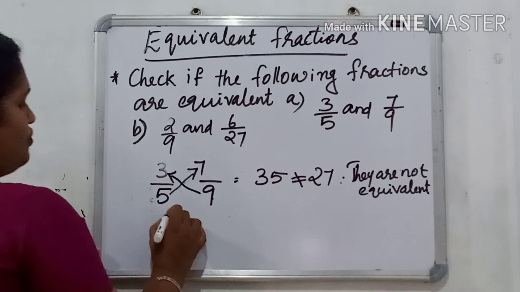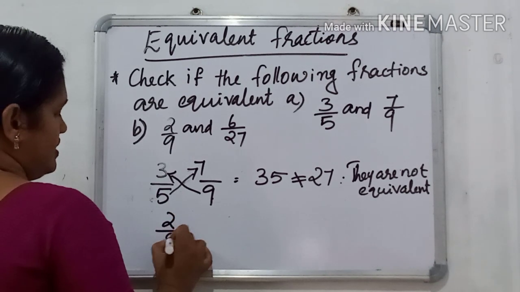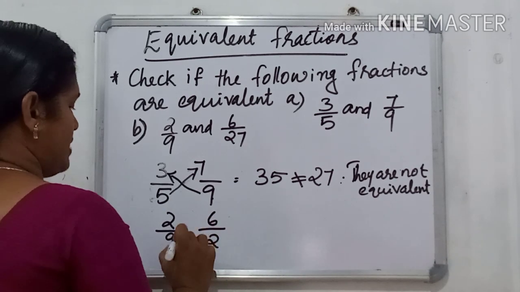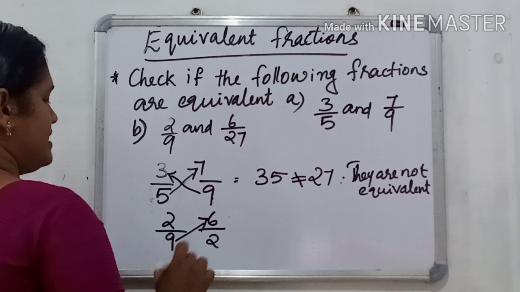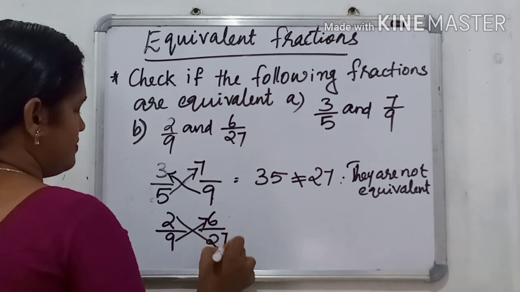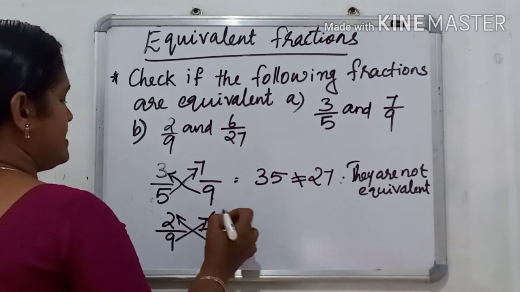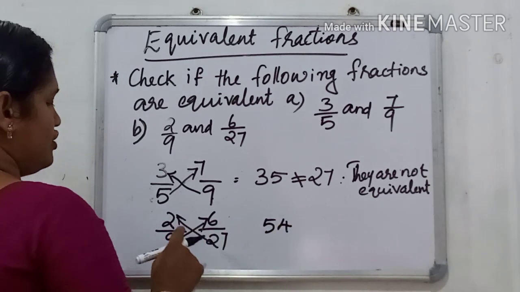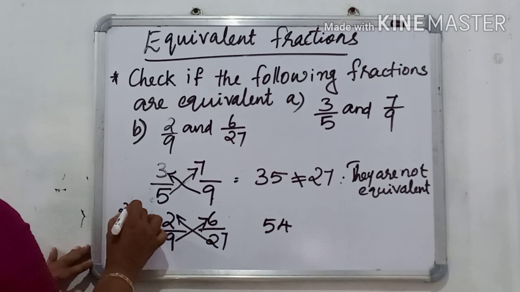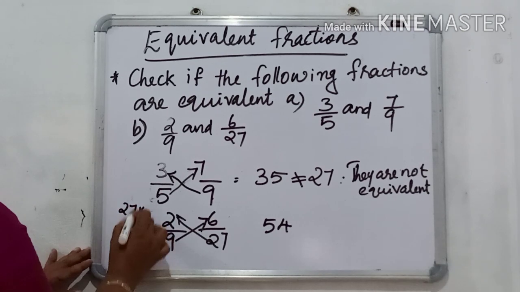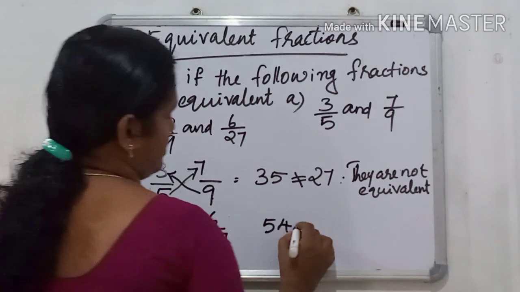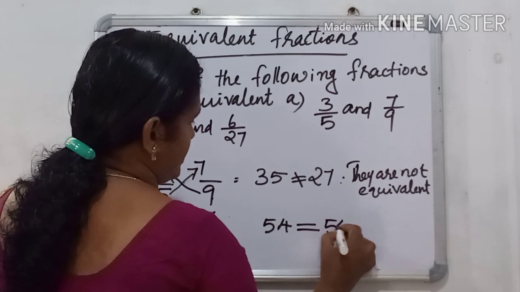Next, 2 by 9 and 6 by 27. Cross multiply. 9 into 6 is 54. And 2 into 27. 27 into 2. 7 2s are 14, 1 carry over, 2 2s are 4, 4 plus 1, 5. 54. 54 is equal to 54.